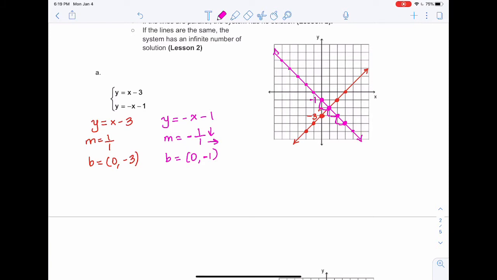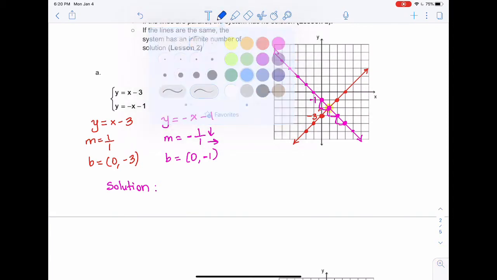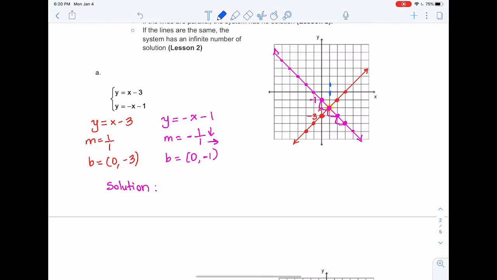And when you look at these two lines, you will notice they intersected at this point here, which is our solution. This point is 1 and -2. So our solution is 1, -2.